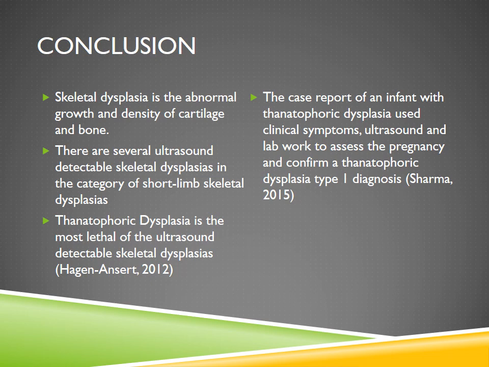Thanatophoric dysplasia, the most lethal of the skeletal dysplasias, has two different types. The case report of an infant with thanatophoric dysplasia type 1 evaluated the patient's clinical symptoms, ultrasound findings, and lab work to assess the pregnancy. The medical team was able to give their final diagnosis after birth due to the nature of the case. Since many of these short-limb skeletal dysplasias are so similar, it further proves the importance of early detection and multiple tests for confirmation. Doing so will continue our understanding of skeletal dysplasias.